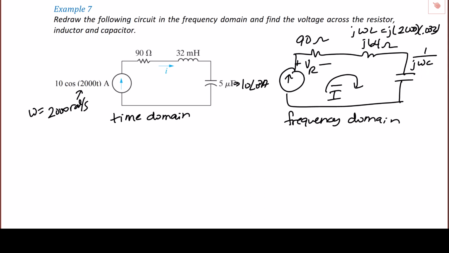The impedance of the capacitor is negative j over ωC, or 1 over jωC. So that's 1 over j times 2000 times 5 micro. And so when we solve for the impedance of the capacitor, we get that the impedance of the capacitor is negative j100 ohms.